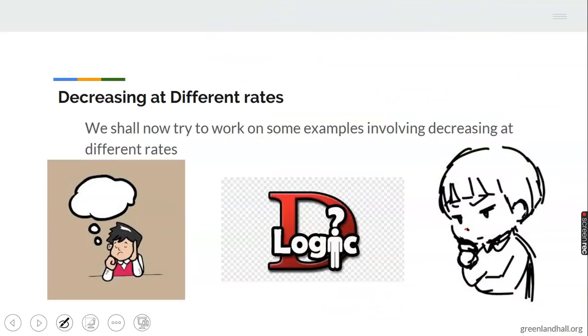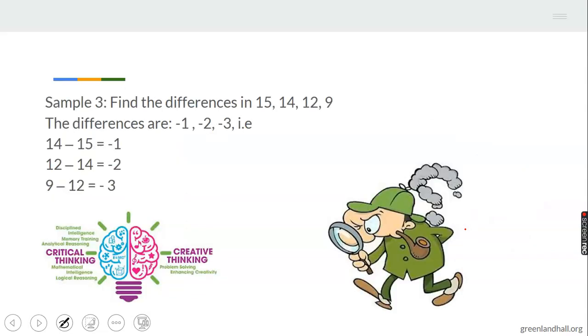Now we're going to use the decreasing at different rate method. Not to worry. When numbers increase, we are adding, that is a plus. When numbers decrease, it is subtraction, that's a minus. So we have the numbers 15, 14, 12 and 9. So what's the difference here?